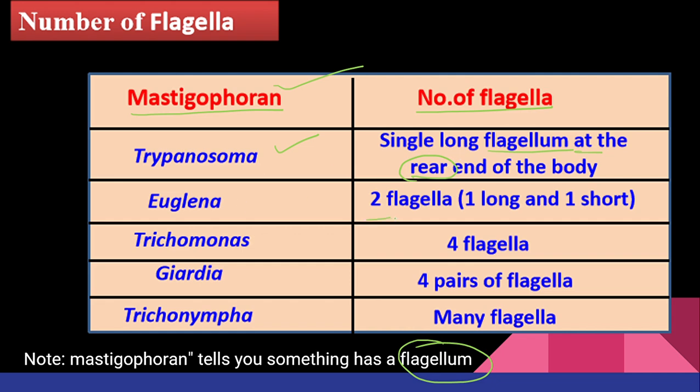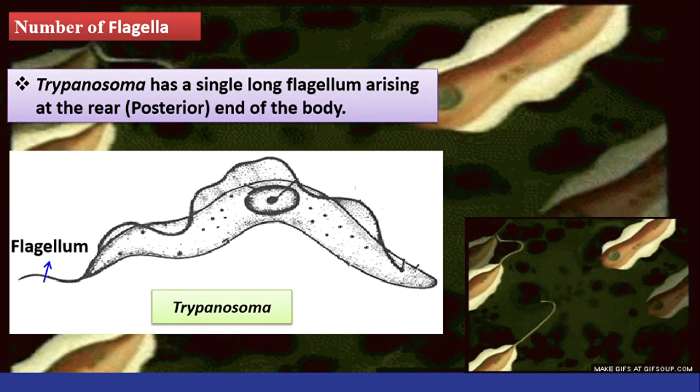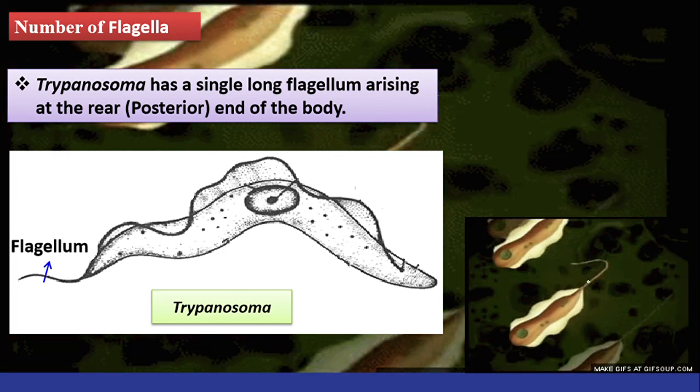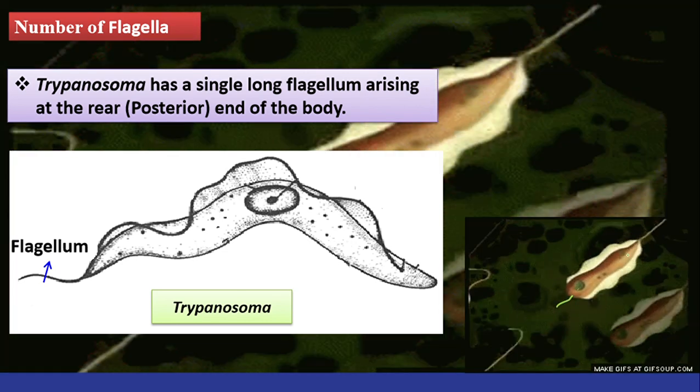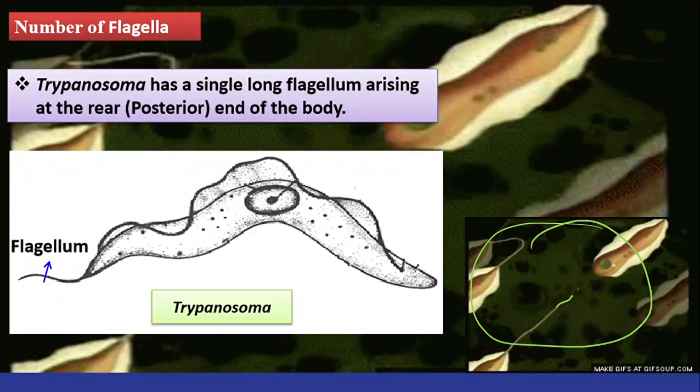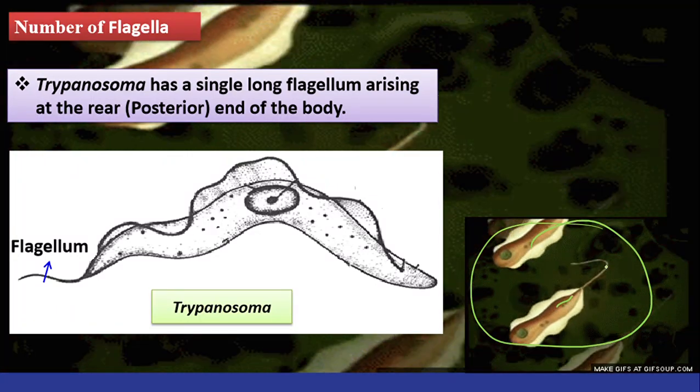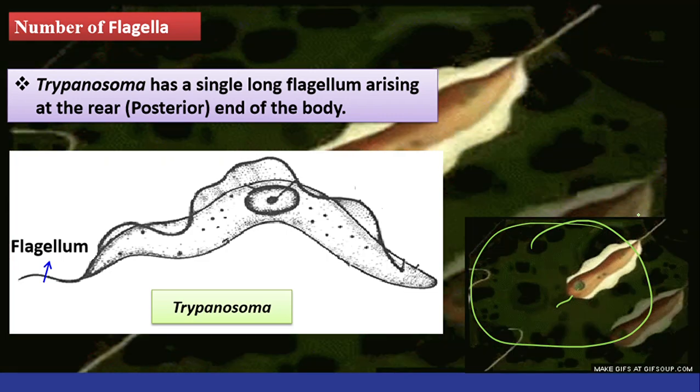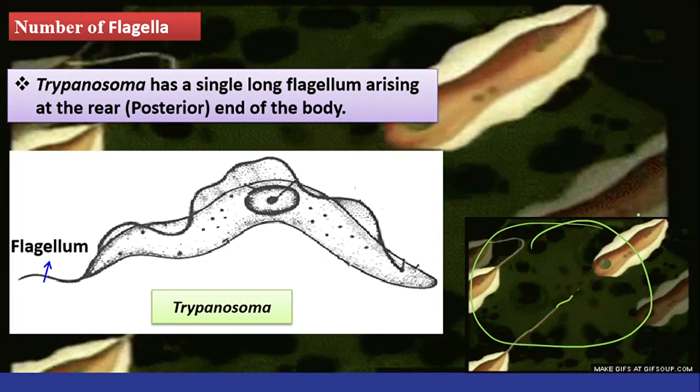Euglena: 2 flagella are present, of which one is long and the other is short. Then Trichomonas, we have 4 flagella. Giardia, 4 pairs of flagella. Trichonympha, many flagella. Let's see one by one with the diagram. Here is the diagram of Trypanosoma. Just observe this diagram. Trypanosoma has only one long flagellum, that is only one, right?